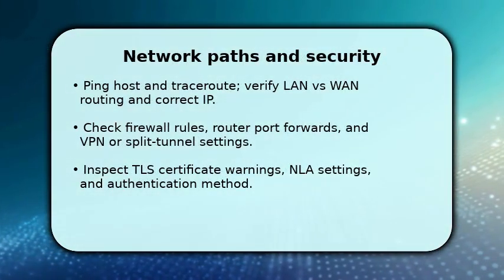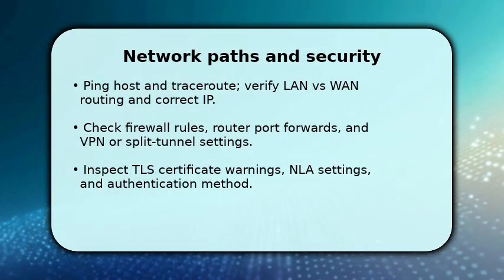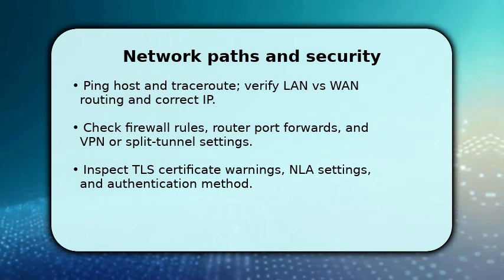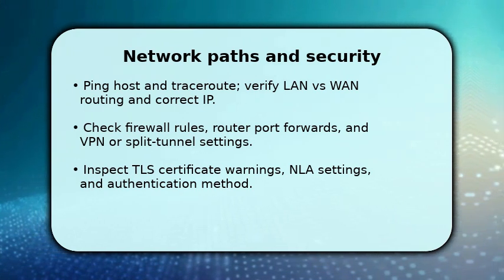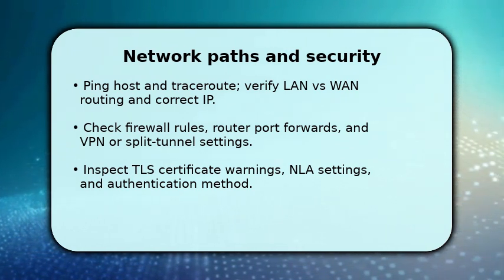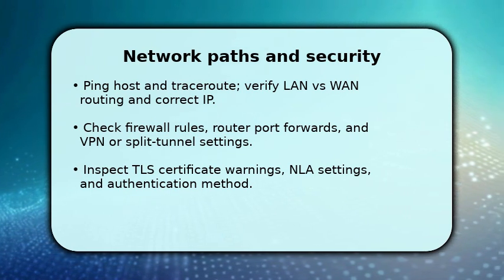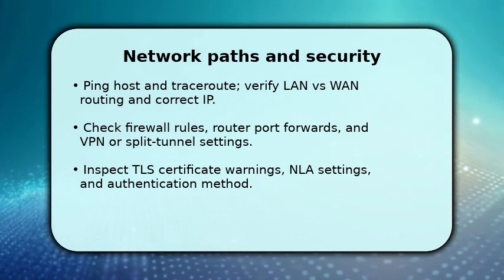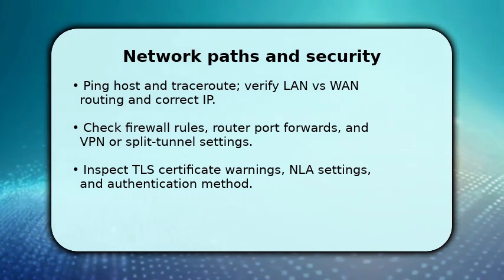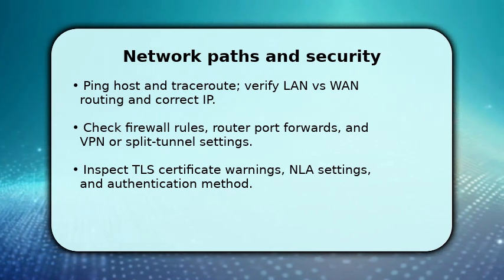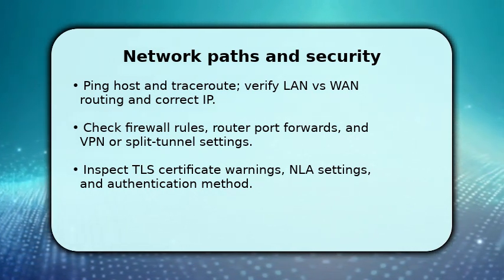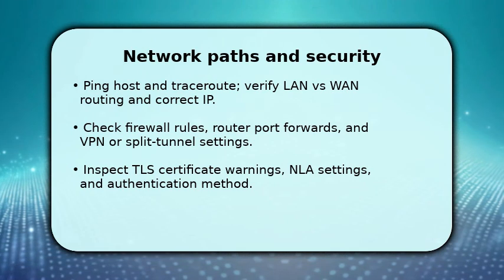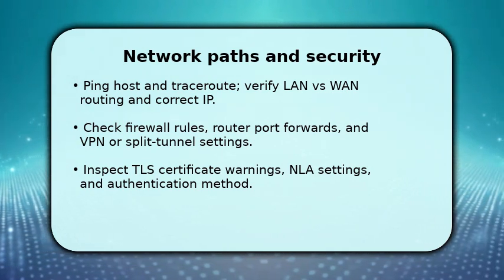Next, verify the network path to locate where traffic stops. Ping the host and run a trace route to confirm LAN versus WAN routing. If the host is behind NAT, make sure router port forwarding and firewall rules allow TCP/UDP on the correct port, and check VPN settings or split tunnel policies that might block traffic. Also inspect security layers, TLS certificate warnings, NLA network level authentication, and chosen authentication method, because mismatched security requirements frequently block connections and require coordinated fixes.